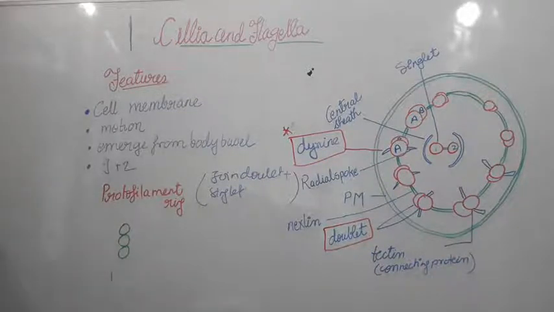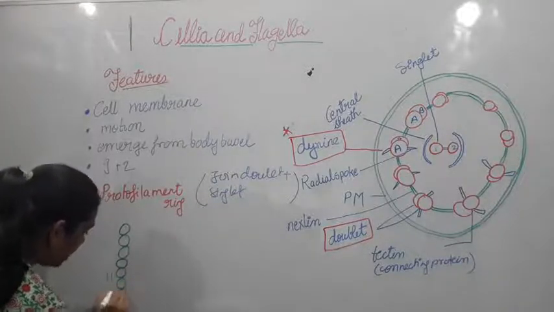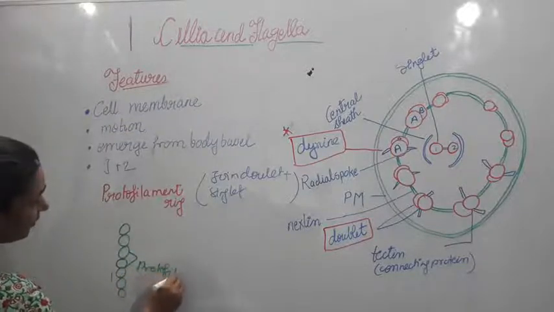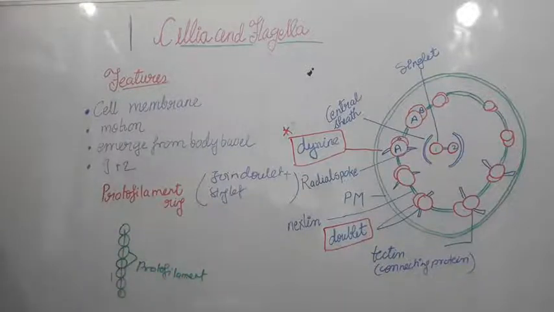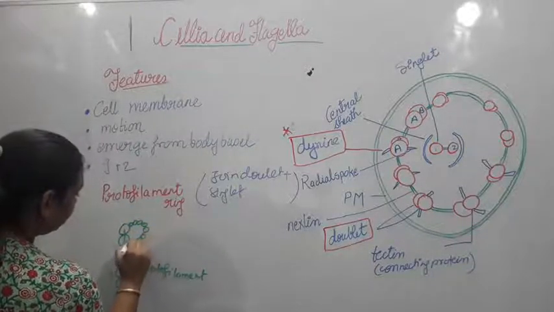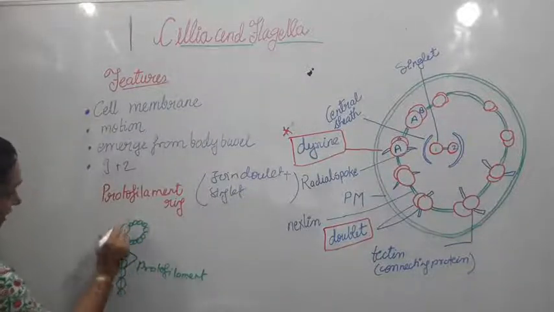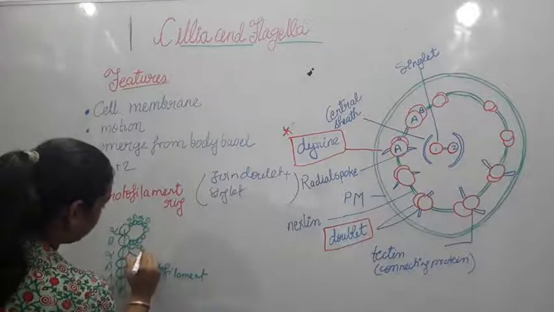Now what happens in this, a long straight chain kind of structure is made, which is of a protofilament. So this is the protofilament, and this is a straight line of a protofilament. It makes alpha and beta tubulin monomers, 30 in number. So this is alpha, this is beta, alpha, beta, alpha, beta, and here also alpha, beta, alpha, beta. So that kind of structure, 30 in number, is made.